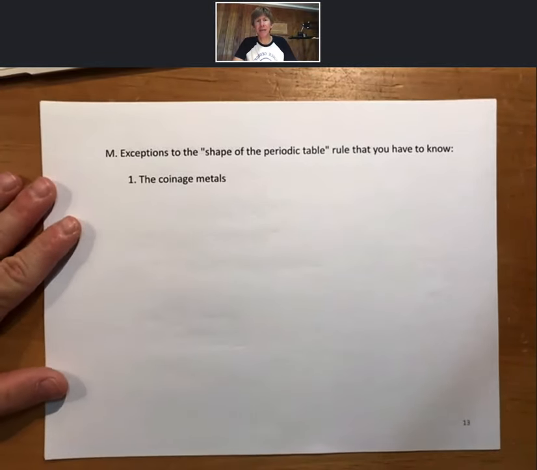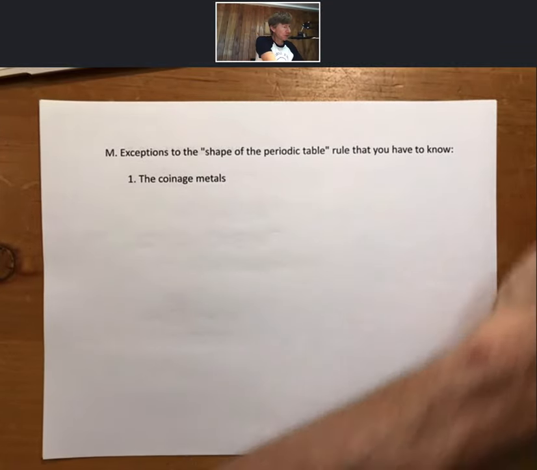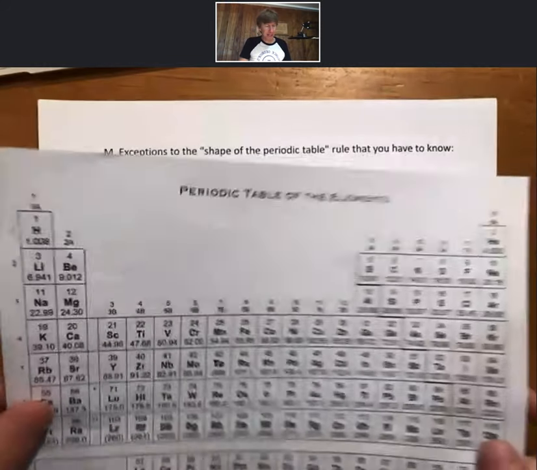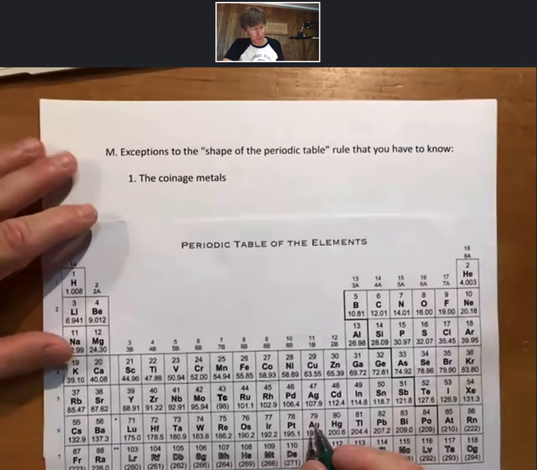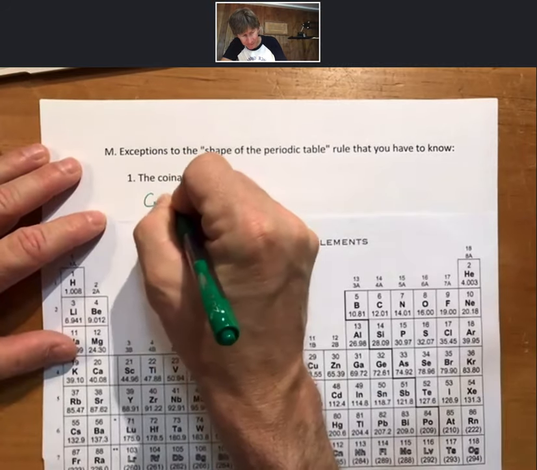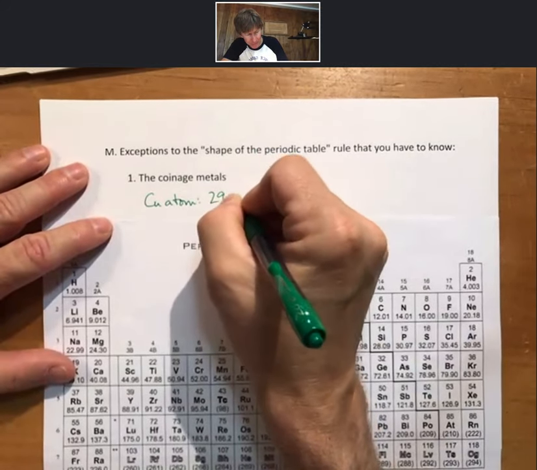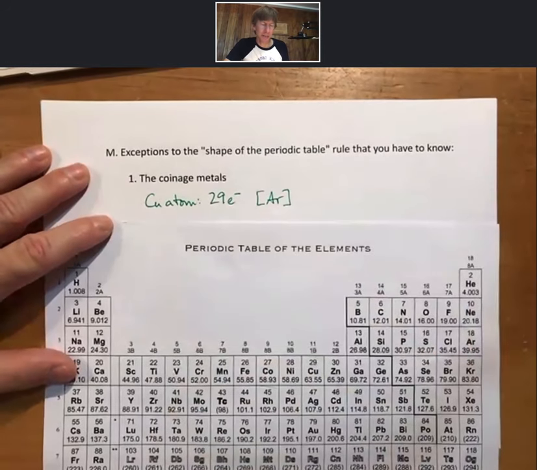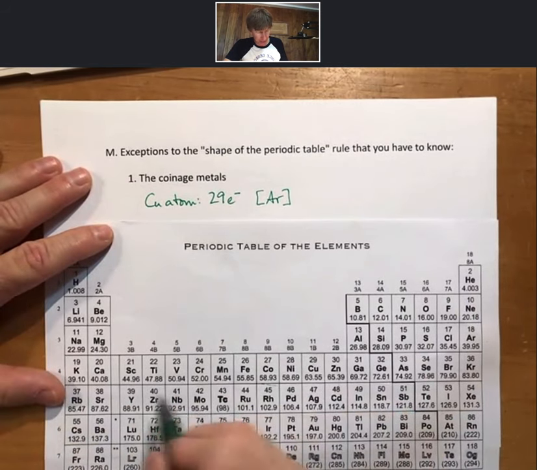Now, there are 5 exceptions to the shape of the periodic table rule that you have to know. Those are the coinage metals. The coinage metals are going to be copper, silver, and gold. Copper, silver, gold right here. And let's do copper. According to the shape of the periodic table, we'll do a copper atom. It has 29 electrons. The first 18 of those electrons are the same electrons as argon. Then we come around to 4s2, 3d9.